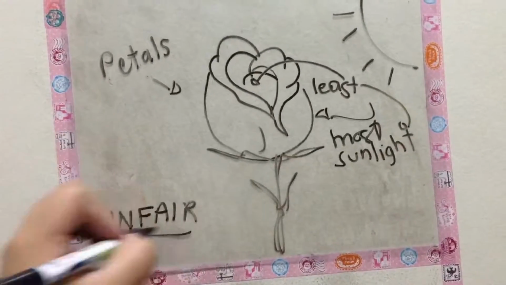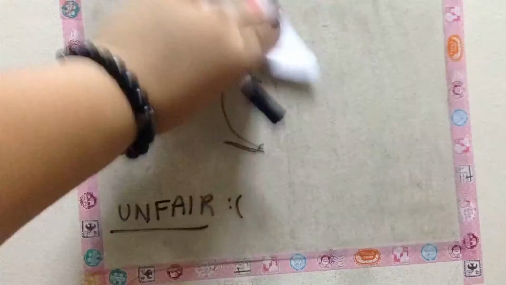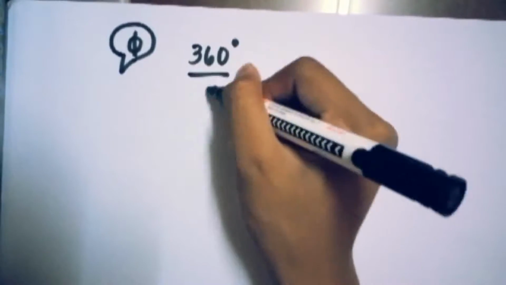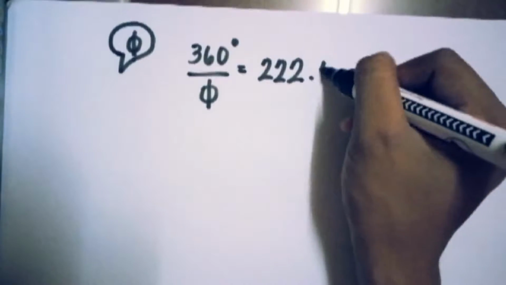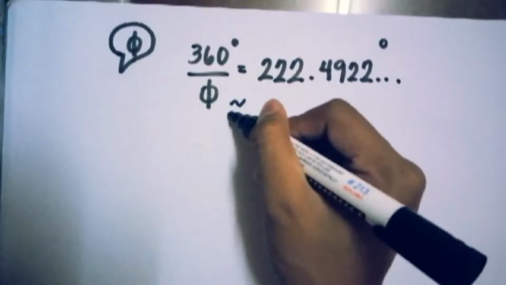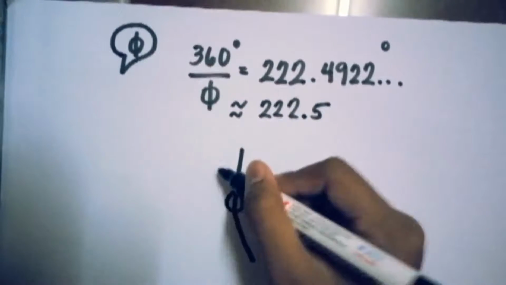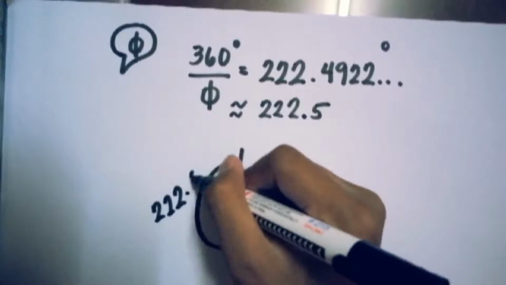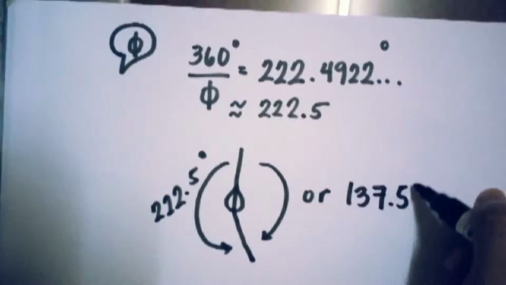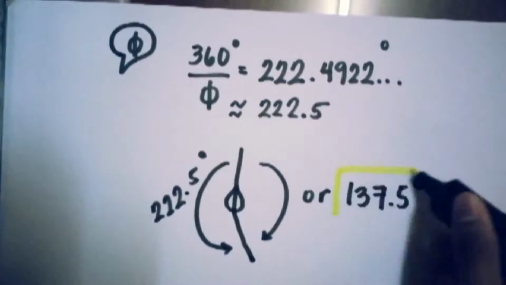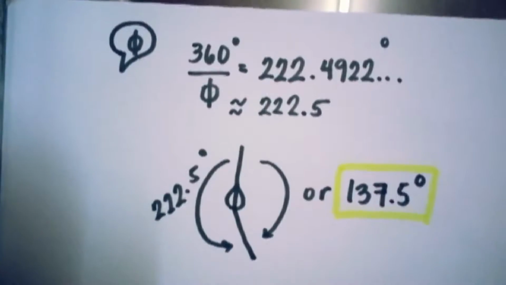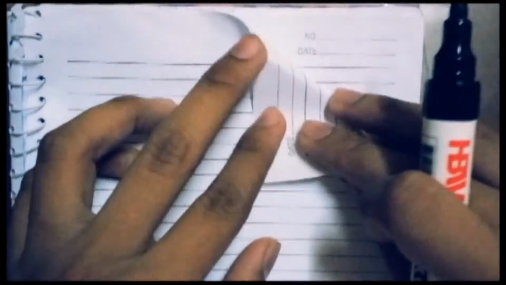But if we apply the principle of the Fibonacci sequence here, we get this value of 222.5 degrees by dividing the circle's measurement by phi. 222.5 degrees can also be 137.5. So that's great. Now we can measure the angle of each petal by using a compass. But if you don't have one, you can use an alternative.